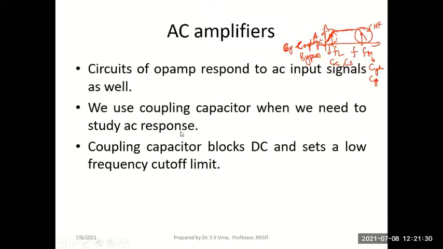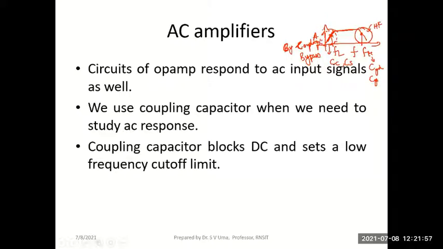So we also use a coupling capacitor. There are two things which you should remember for AC amplifiers. Again, we'll be using the same set of amplifiers: inverting, non-inverting and difference amplifier. But whenever we use it as an amplifier for AC signals, we will always use coupling capacitors. So we will normally use coupling capacitors whenever we amplify AC input signals.